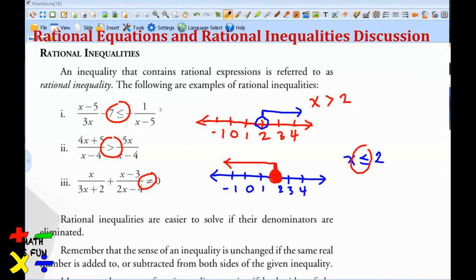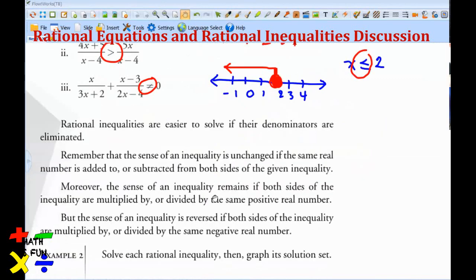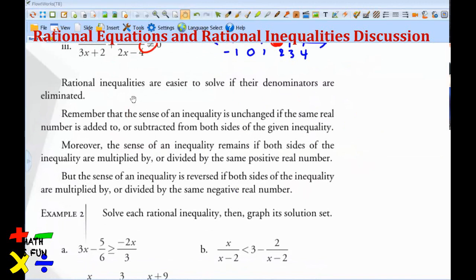Okay, so let us try number 1 example. Rational inequalities are easier to solve if their denominators are eliminated. Remember that the sense of an inequality isn't changed if the same real number is added to or subtracted from both sides of the given inequality. Moreover, the sense of an inequality remains if both sides are multiplied by or divided by the same positive real number. But the sense of an inequality is reversed if both sides are multiplied by or divided by the same negative real number.